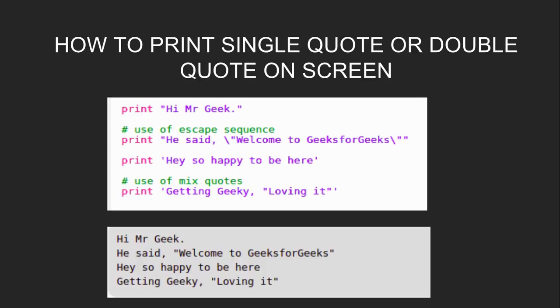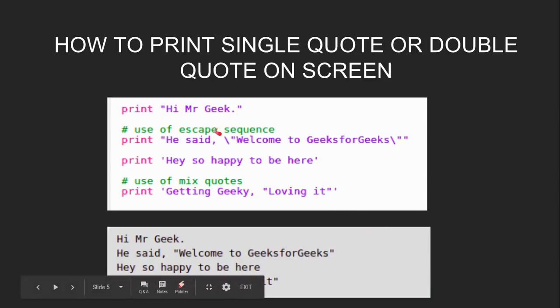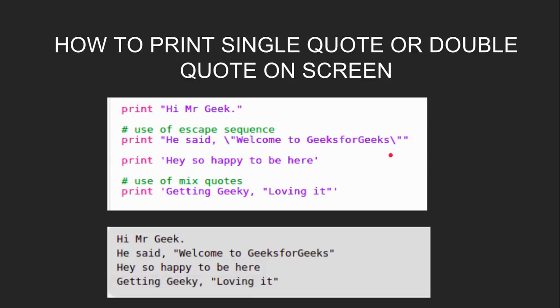How to print single quote or double quote in a string? First method is to use escape character to display the additional quote. So in this case, welcome to Geeks for Geeks will be displayed in double quotes. The second way is by using mixed quotes. That is, when we want to print single quote, then use double quotes as delimiter and vice versa. In this case, single quotes are the delimiters and loving it will be displayed in double quotes.